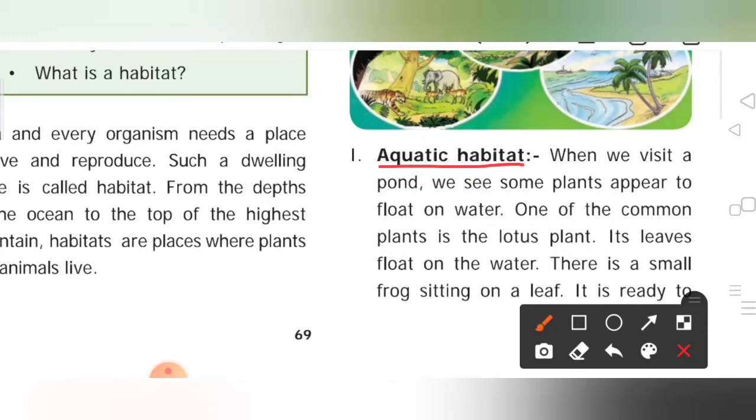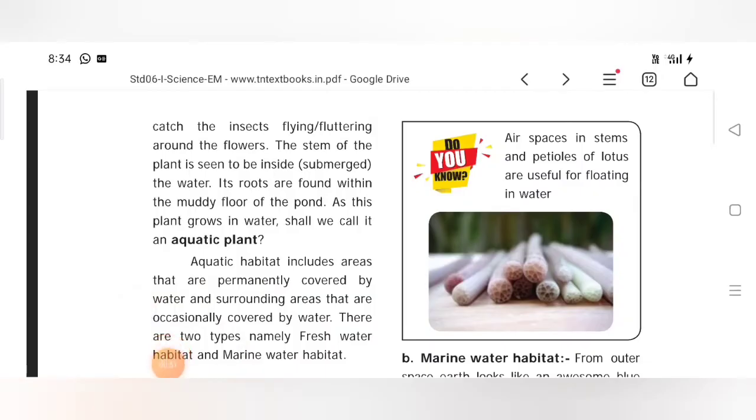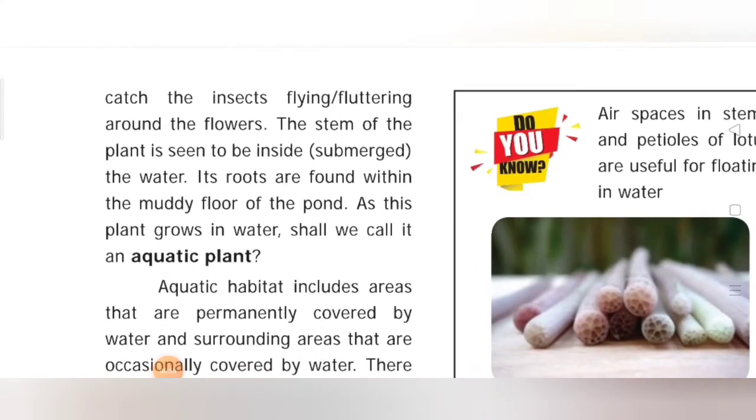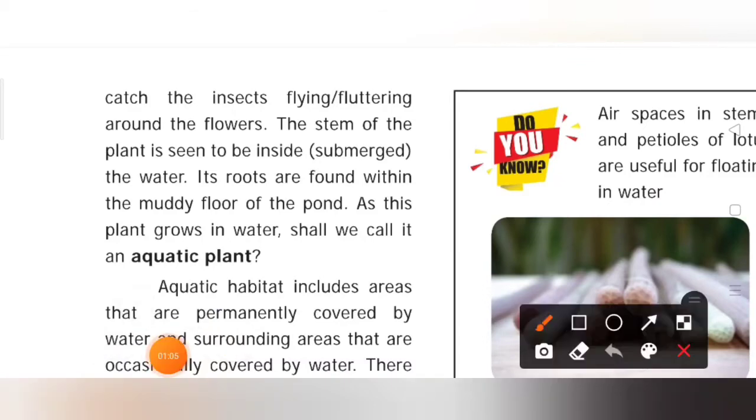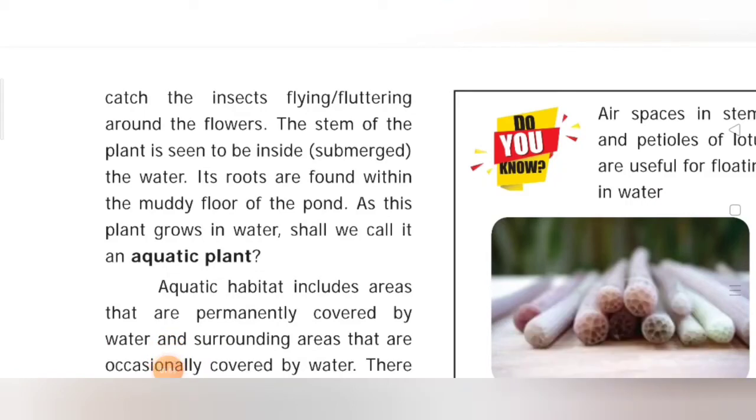One of the common plants is the lotus plant. Its leaves float on the water. There is a small frog sitting on a leaf. It is ready to catch the insects flying or fluttering around the flowers. The stem of the plant is seen to be submerged inside the water. Its roots are found within the muddy floor of the pond.